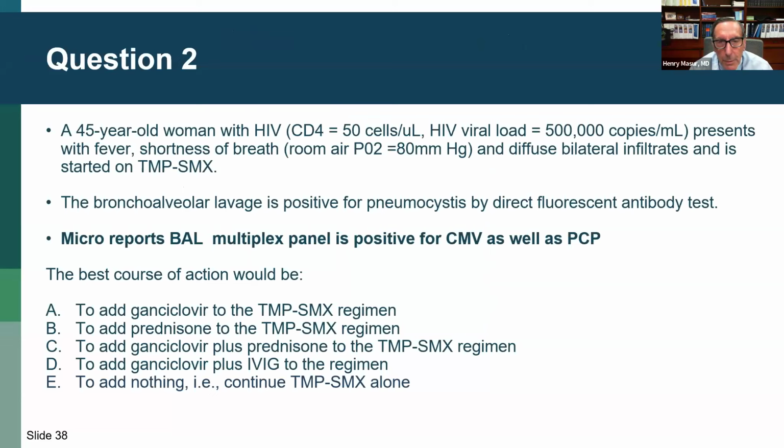Your typical patient with low CD4, high viral load, comes in with fever and shortness of breath. The BAL is positive for pneumocystis by DFA. So I'm telling you that the test that I think is the gold standard is positive, but the micro says on the bronchoalveolar lavage, that's positive for CMV and PCP. So what do you do now? Do you add ganciclovir? Do you add prednisone? Do you add ganciclovir and prednisone? Do you add nothing and continue the trimethoprim sulfa alone?